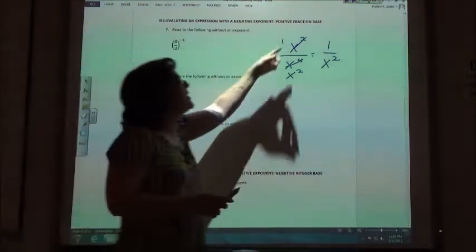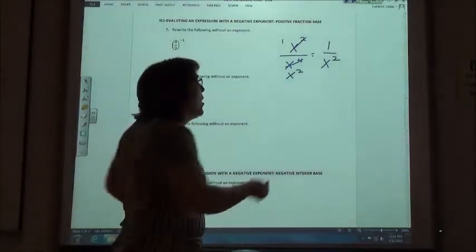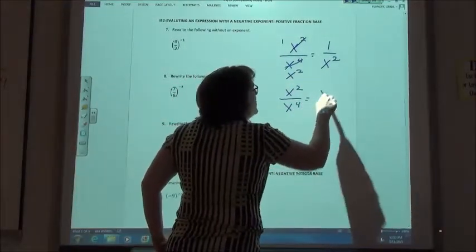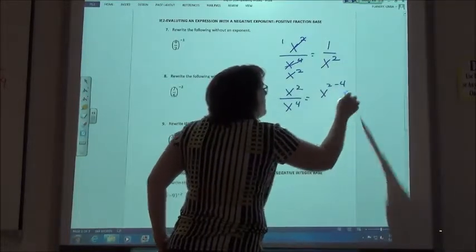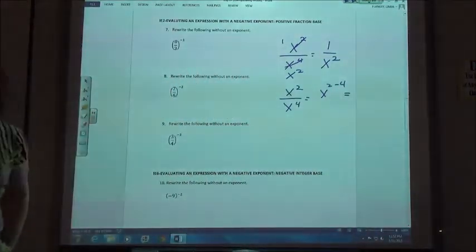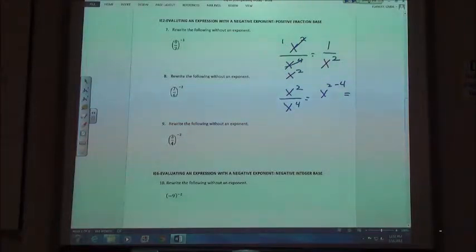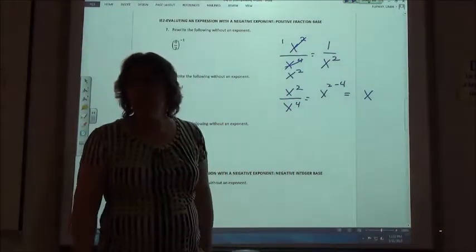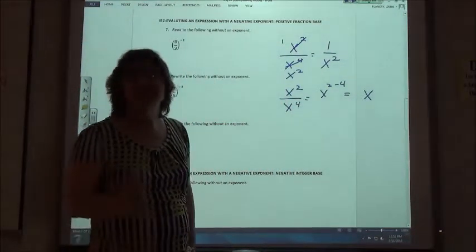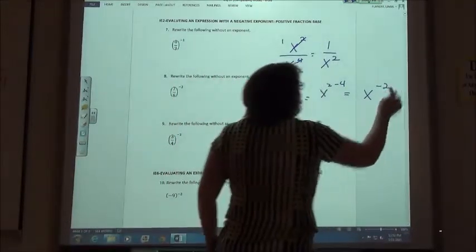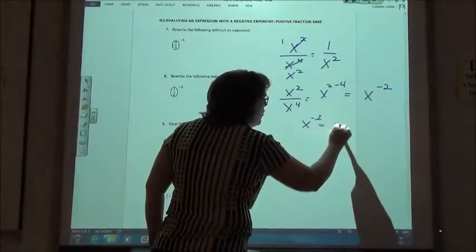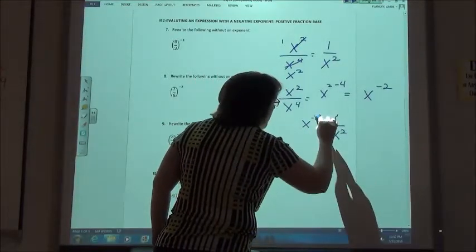Now, our rule says we subtract our exponents, so if we follow our rule, x squared divided by x to the 4th would be x to the 2 minus 4. If you do 2 minus 4, what do you get? Negative 2. So, by definition, x to the negative 2 is equal to 1 over x squared.